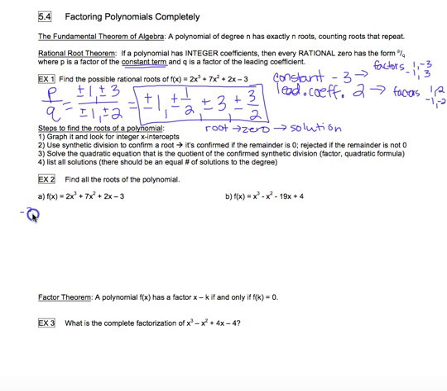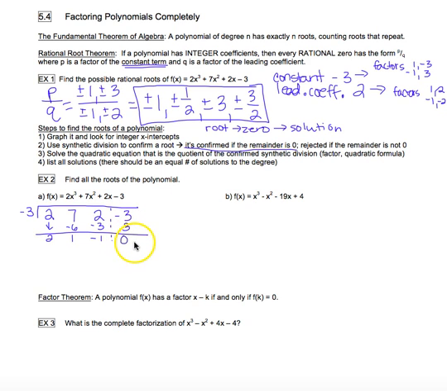If I set up a synthetic division with the -3 on the outside, and then my coefficients here, 2, 7, 2, -3, and bring down my first one, multiply the outside times the bottom, that gives me -6, add the column to get 1. -3 times 1 is -3, add the column to get -1. -3 times -1 is +3, add the column to get 0. This is the important thing: it's confirmed if the remainder is 0.